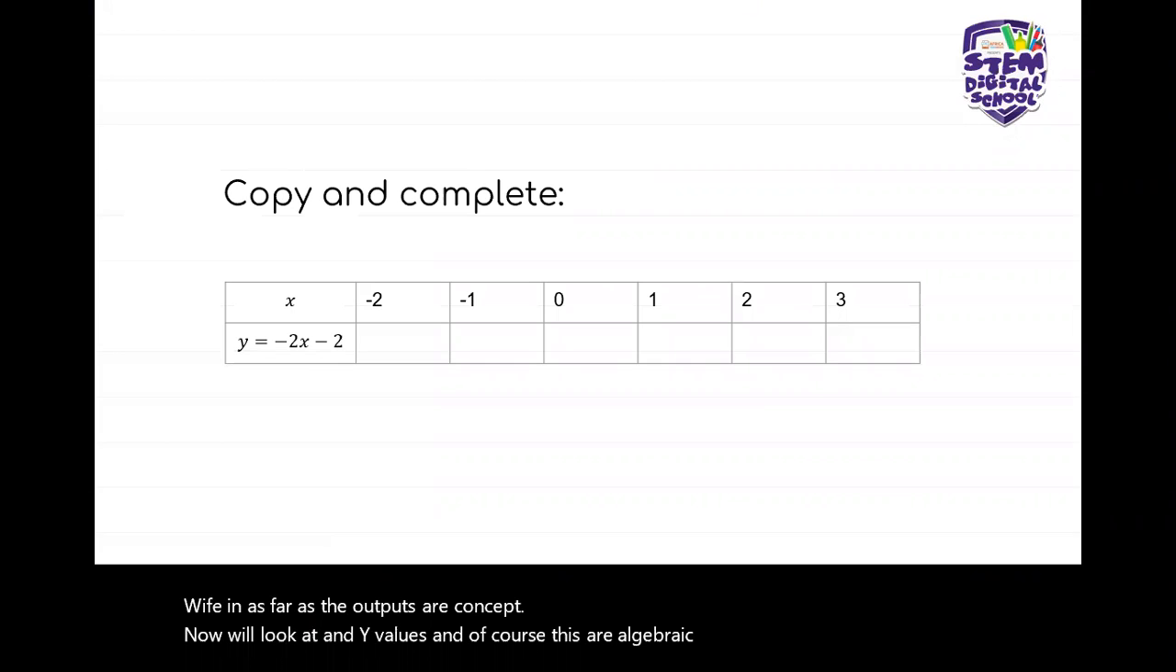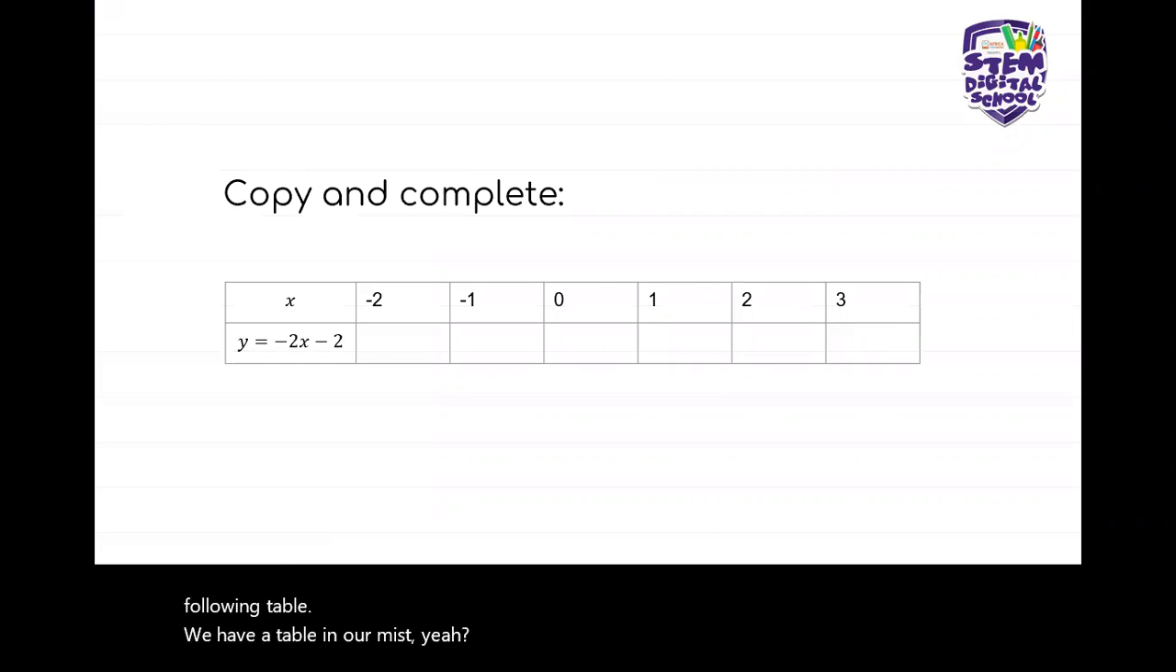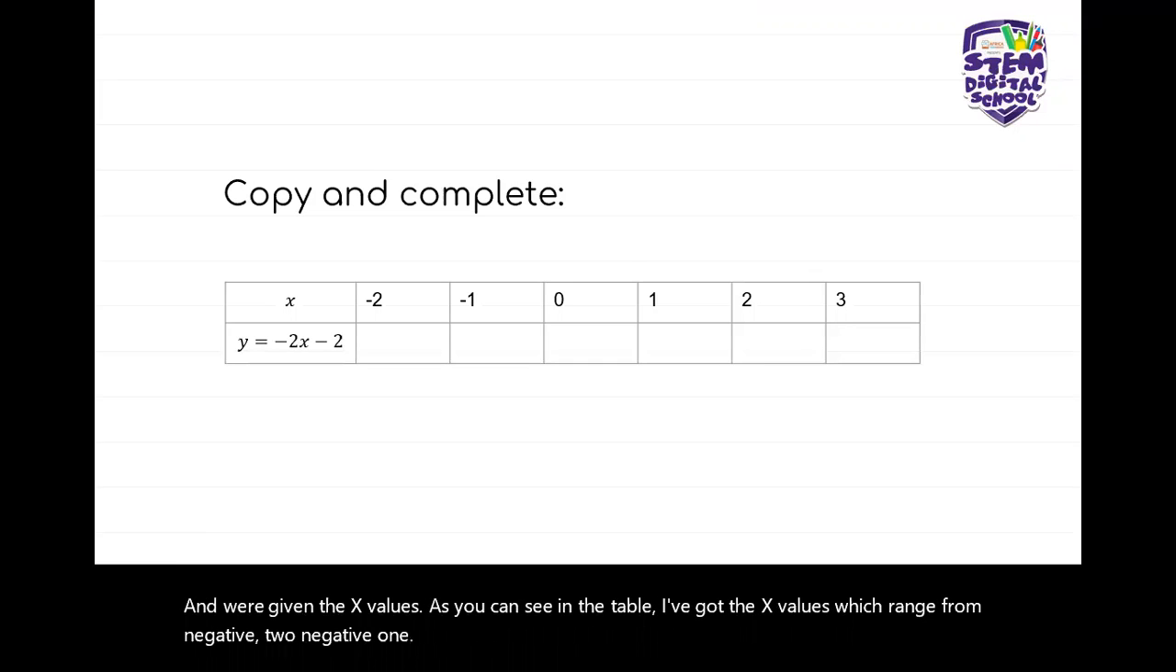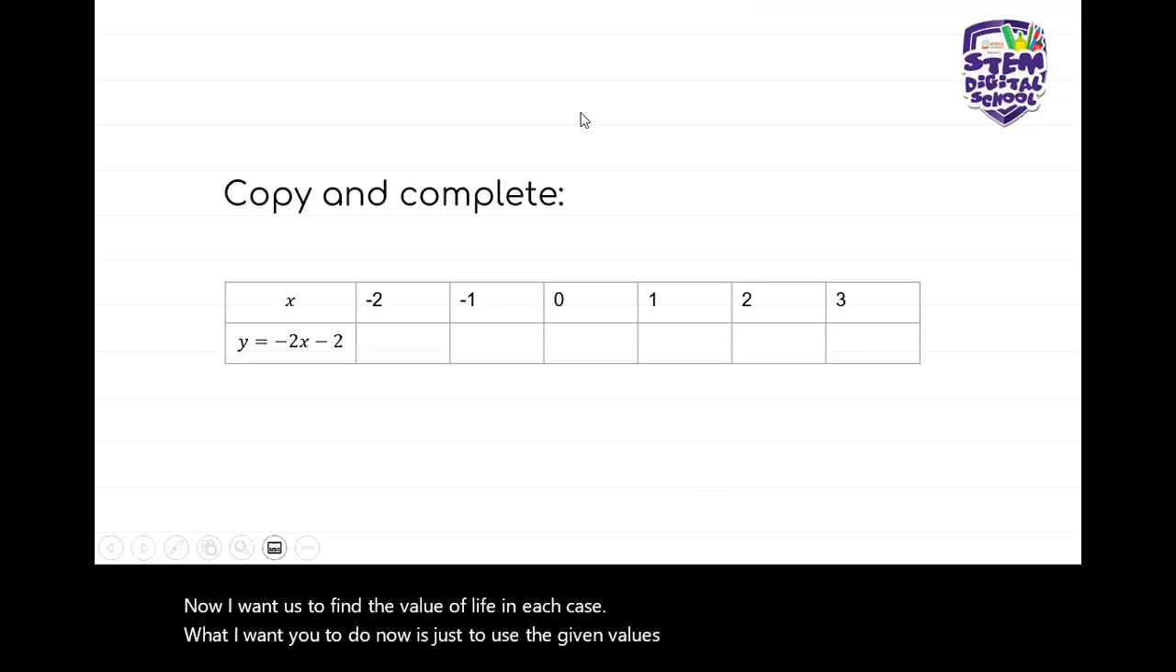Consider the following table. We have a table in our midst here, and we're given the x values. As you can see in the table, I've got the x values which range from -2, -1, 0, 1, 2, and 3. Can you see those values? Now, I want us to find the value of y in each case. What I want you to do now is just to use the given values of x to find the y values.